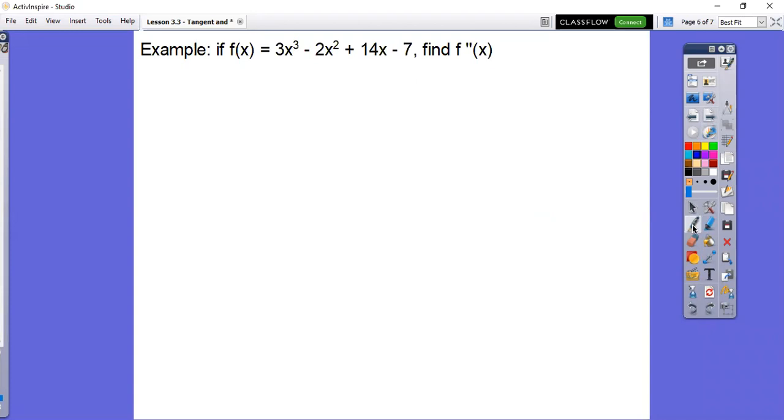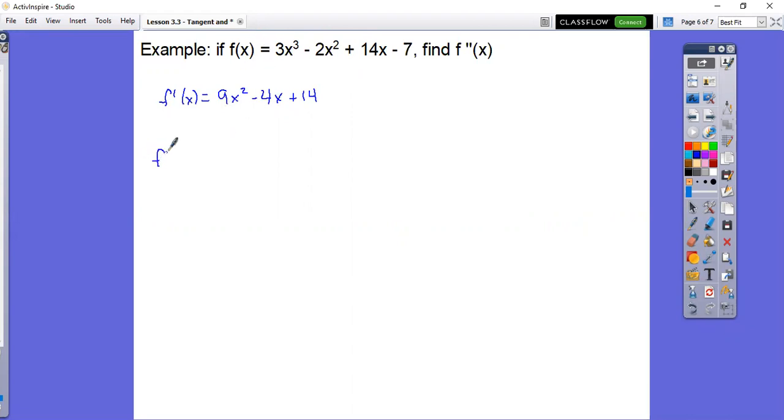So let's take a look at an example and find a second derivative. So if I have f of x here, I can apply the power rule. F prime of x would be equal to 9x squared minus 4x plus 14. All right, I applied the power rule. This function right here, if I plugged in some value for x, would give me the rate of change of f of x.